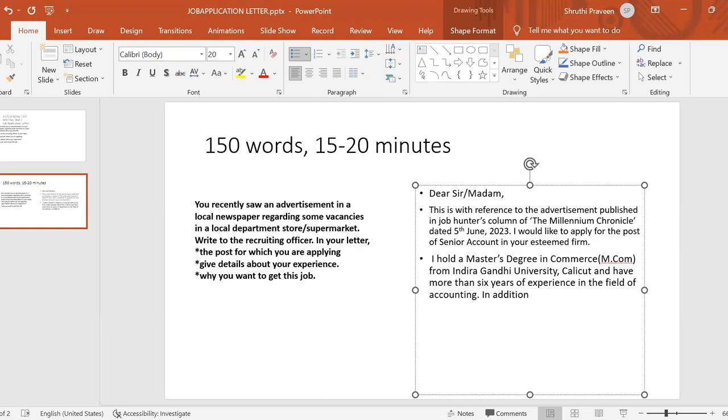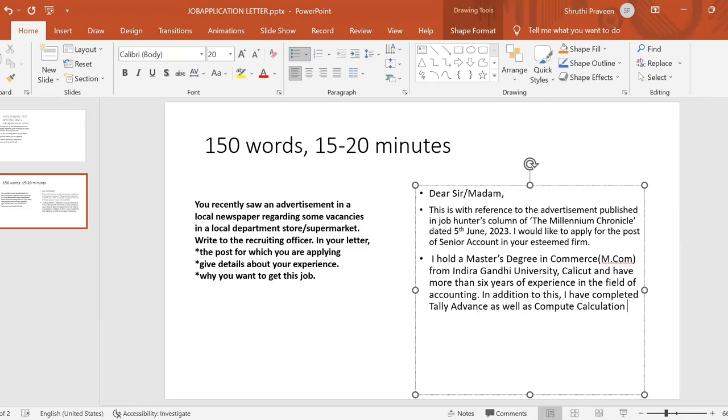In addition to this, I have completed something related to the accounting field. I can write Tally Advance, okay? Tally Advance, and maybe as well as some other certificate course like compute calculation. You can make up the courses if they are not there, or you can use a real certificate course if you know what they are.